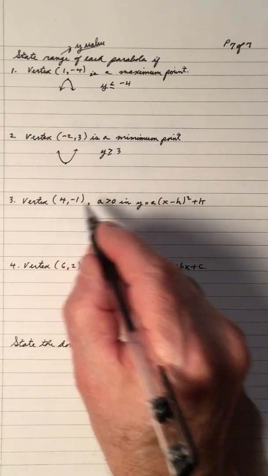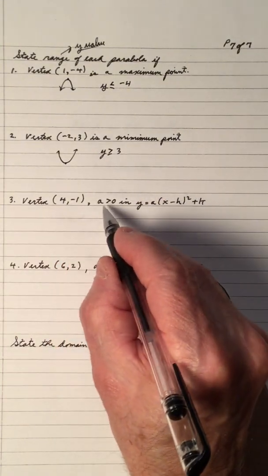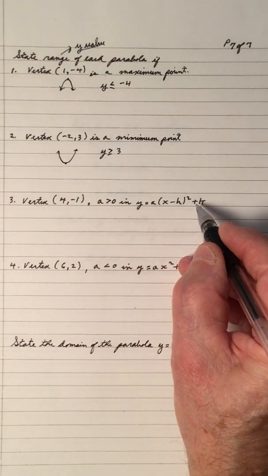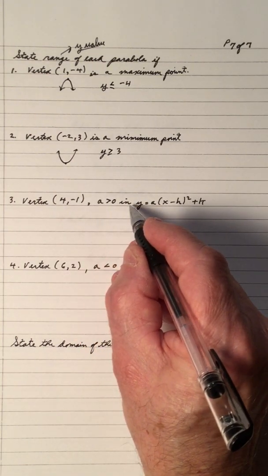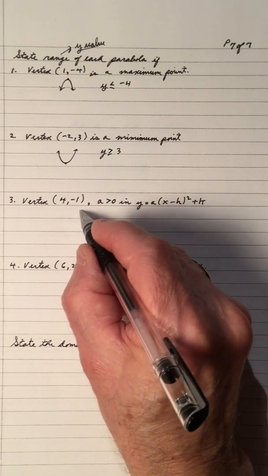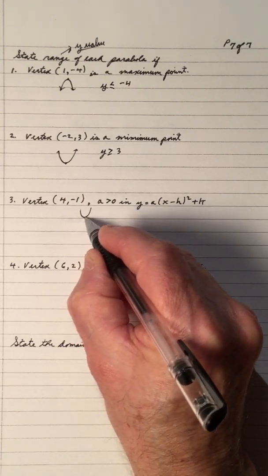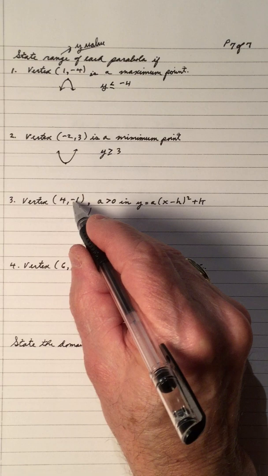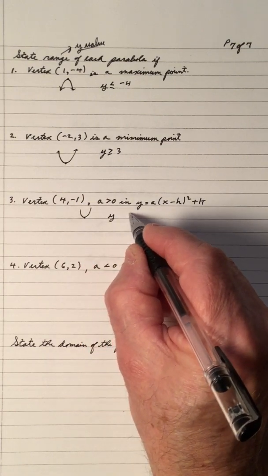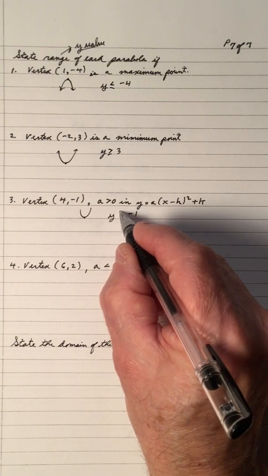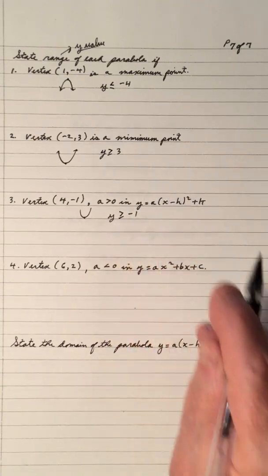The vertex is (1, -4), and a is greater than 0 in this equation. Now, if a is greater than 0, that means a is positive. That means the parabola opens up, so this vertex is a minimum point. So the values of y must start at -1 and it opens up, so it must be greater than or equal to.